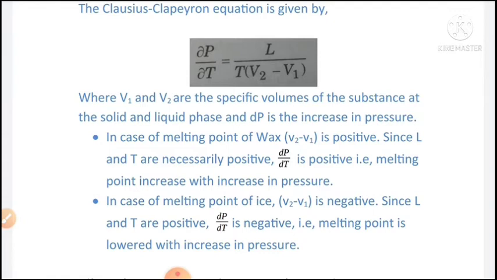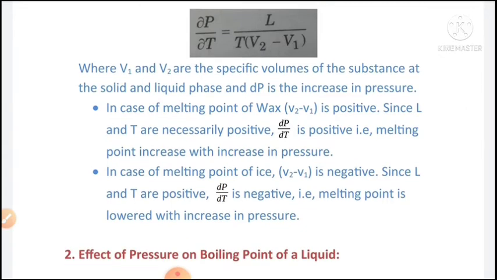But in case of other materials, what happened? Let us see. In case of the melting point of ice, when ice melts it becomes water, and the volume of the water is less than the volume of the ice. Therefore V2 minus V1 is negative. Since L and T are positive, dP/dT is negative because V2 minus V1 is negative. That is, the melting point is lowered with increase in pressure. You have to concentrate here.